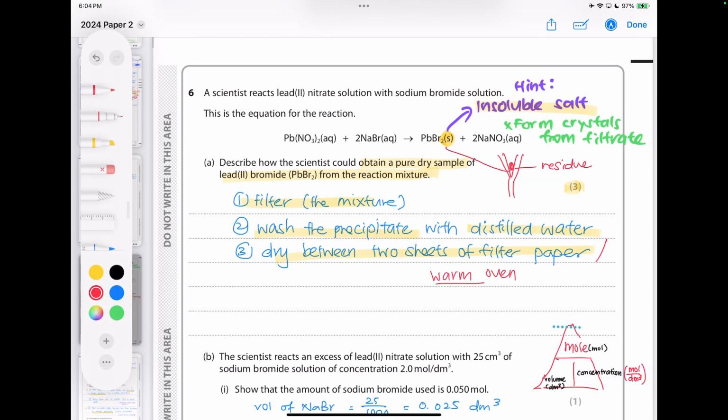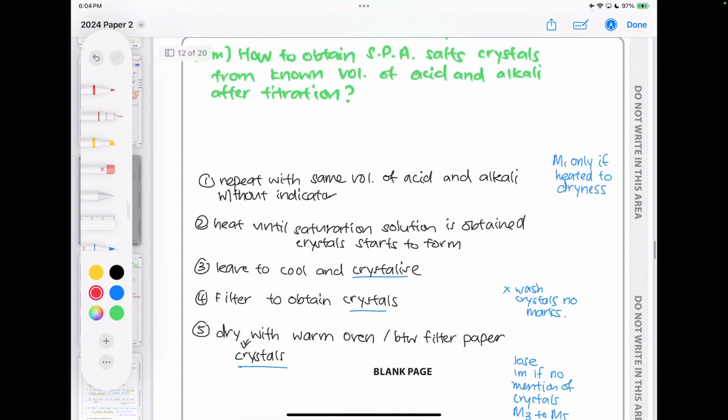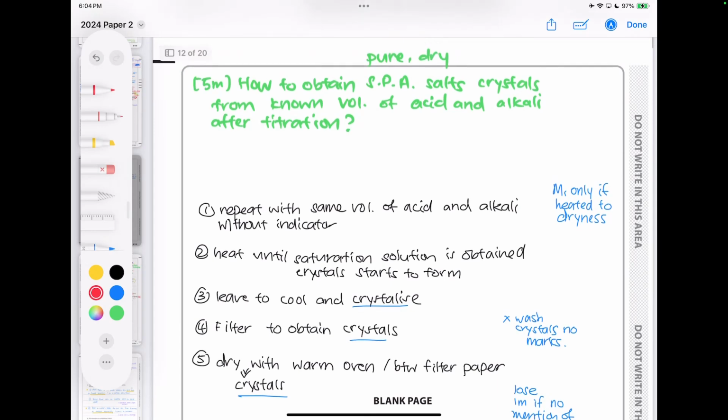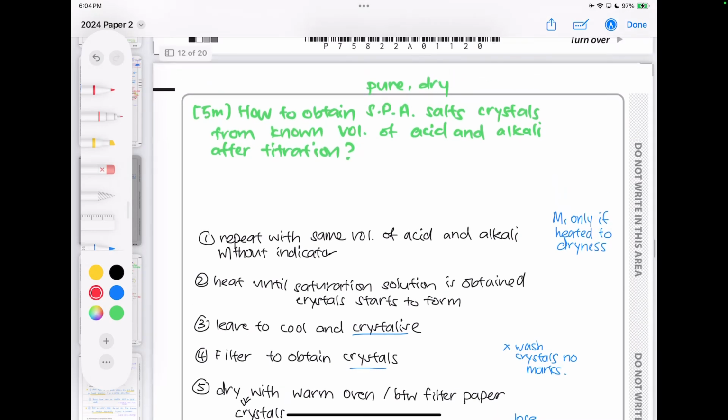Okay, so I've got another question here. This is usually a 5-mark question. I'm going to try to recall, I think the 2024 November paper had a question like that. It says 5 marks, okay? How do you obtain a soluble salt, for example? Soluble salts can be things like sodium nitrate or potassium nitrate, from a known volume of acid and alkali. Usually this kind of question follows after a titration question.